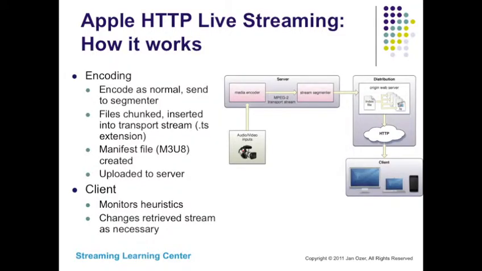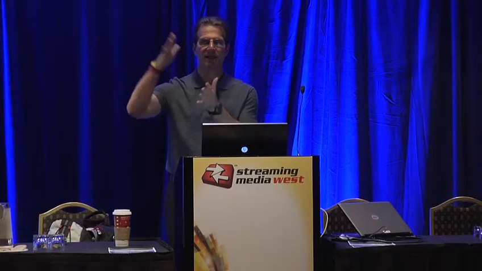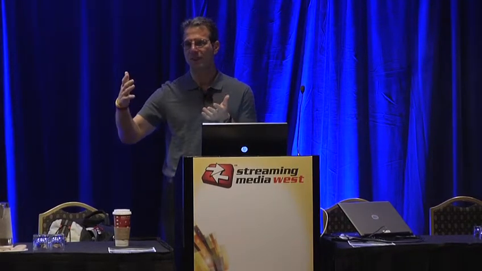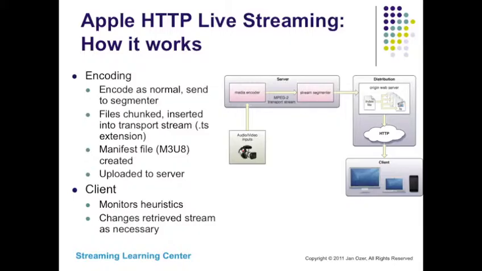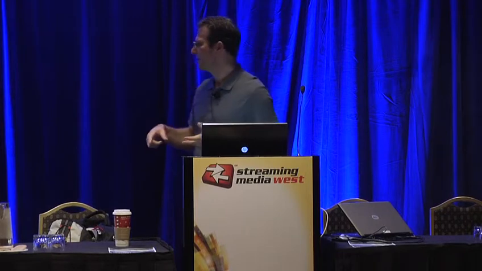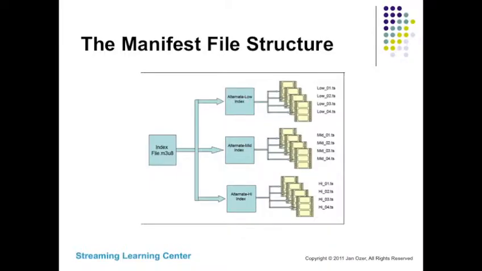And if you're producing for an HTTP-based system, and this is an example of HTTP live streaming, you encode the file as normal, and then the file is chunked. So each file that you produce is broken out into 10 seconds chunks, say, or 5-second chunks. And then those files are sent to an HTTP server for distribution. Alongside those files, the encoding tool creates what's called a manifest file. And the manifest file contains the locations of the alternate streams and the locations of the alternate chunks in those streams. And this is kind of what it looks like.